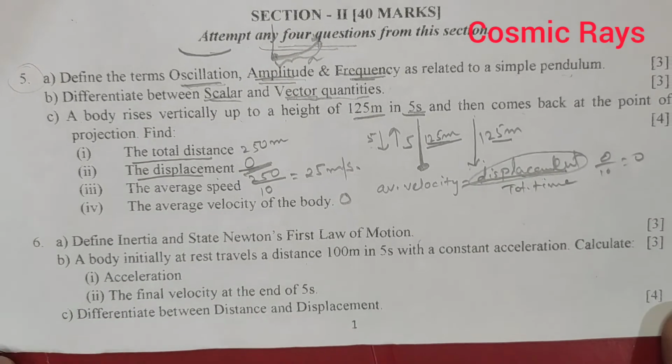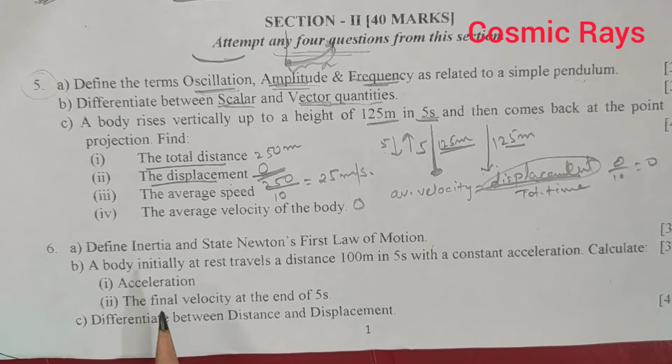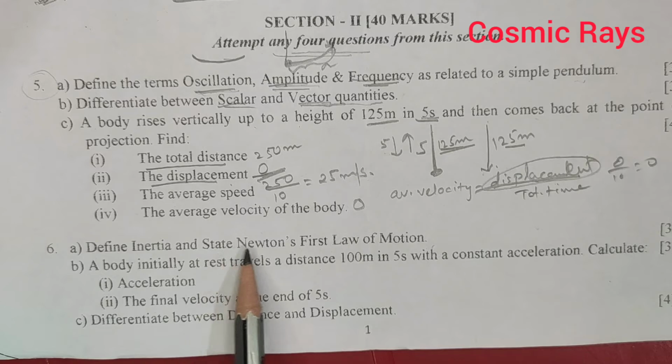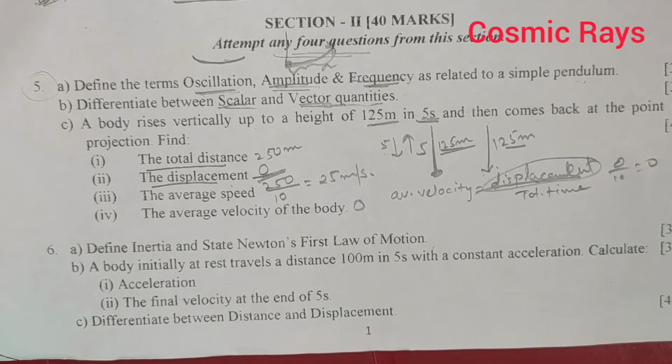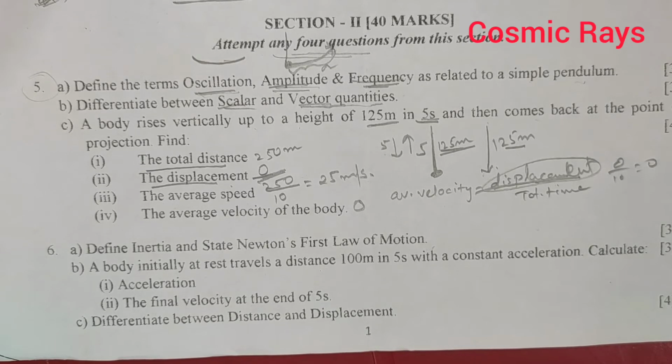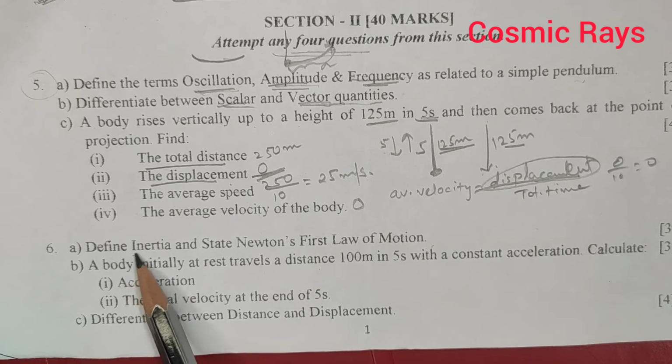Now the next question, that is question number 6, says define the term inertia and state Newton's first law of motion. So inertia is the inherent property of a body by virtue of which it cannot change its state of rest or state of motion by itself. It resists any change. So when an external force is applied, then only it is able to change its state of rest or state of motion.